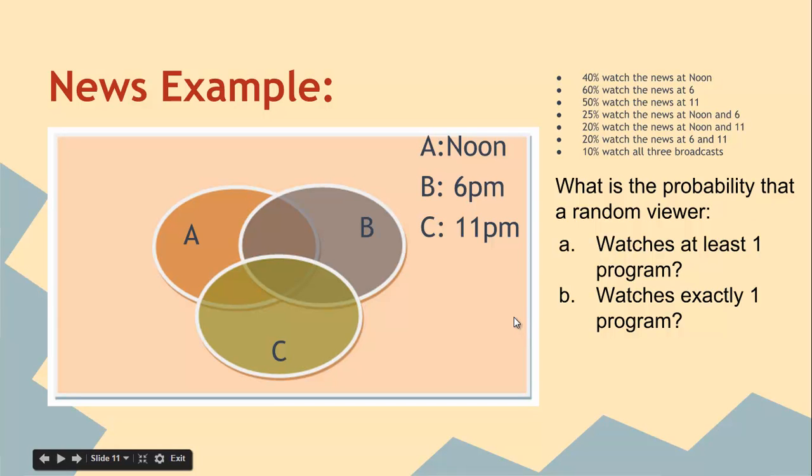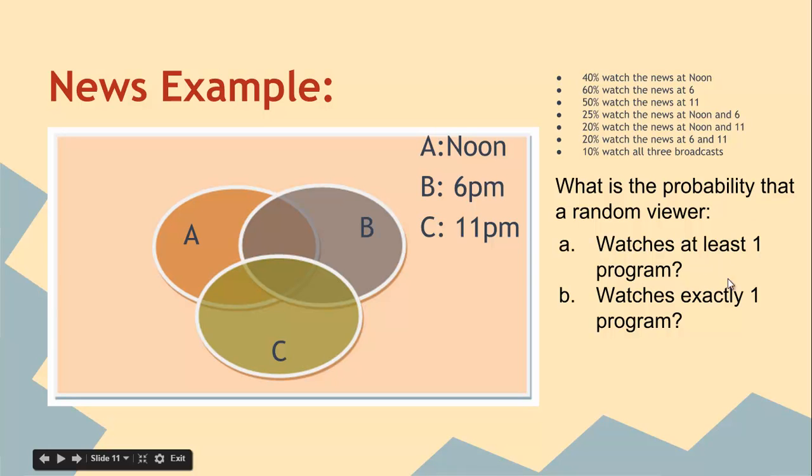So we just draw the 3 circles. I'm going to clearly label A as noon, B is 6, C is 11, and that's in the order of the day, so it helps me understand it. You can do it in alphabetical order to help you understand what A, B, and C are. You can also call it N, 6, and 11. It doesn't really matter. Just make sure that you've labeled it clearly.